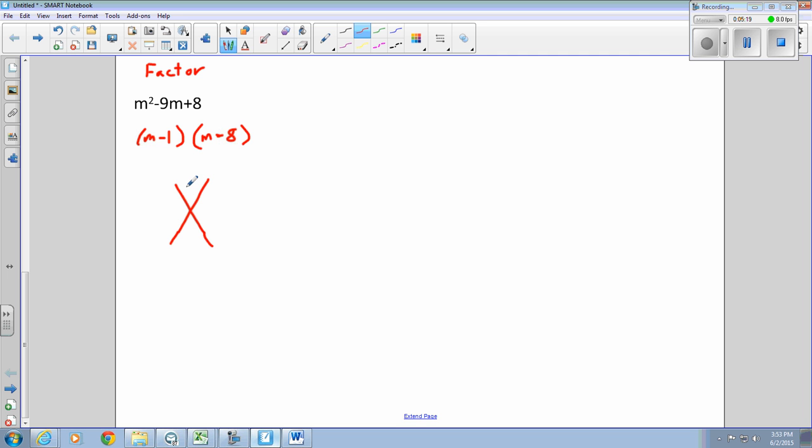you'd have your positive 8 up here, and your product of two numbers is going to make positive 8, and your sum is going to make a negative 9. And you're going to do the math, and you're going to figure out that it's negative 1 and negative 8. And you get the same answer. Here's your factored form.